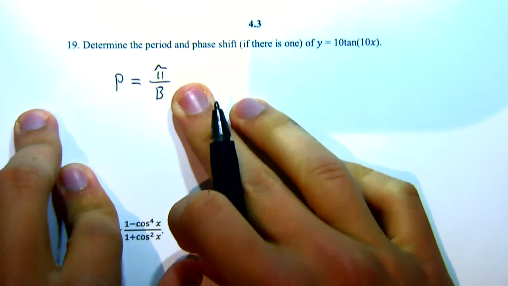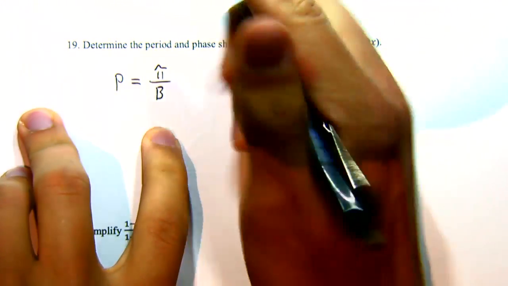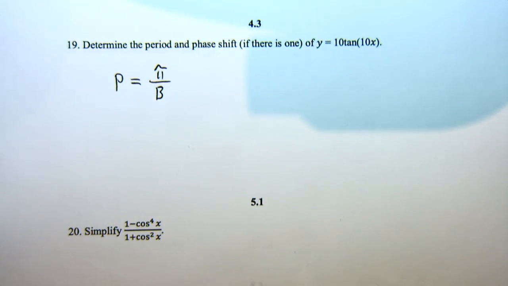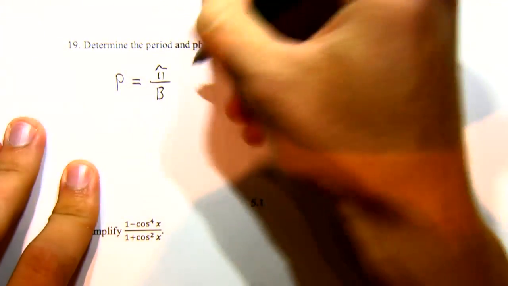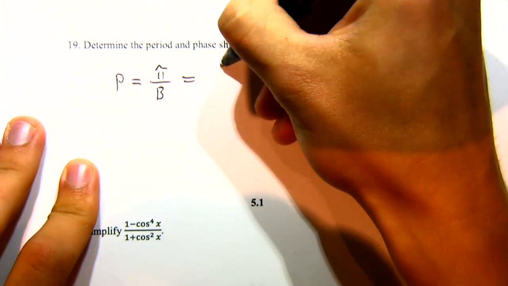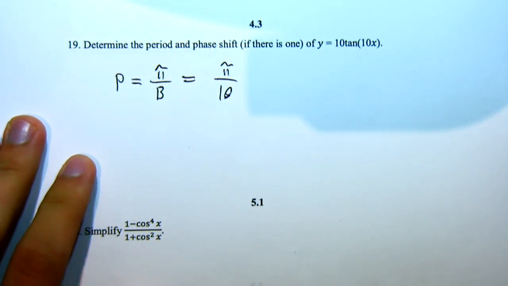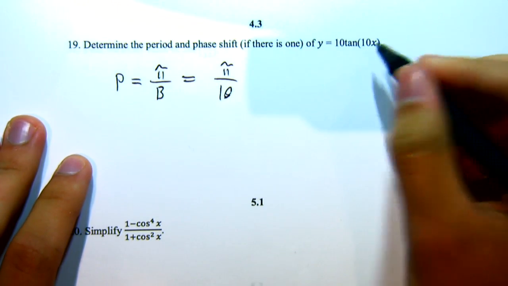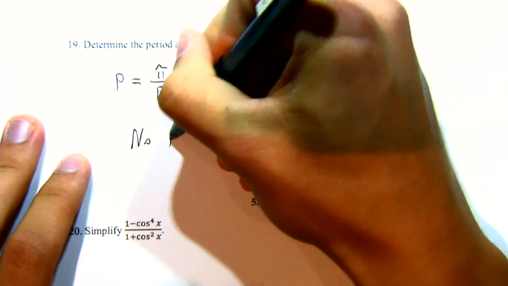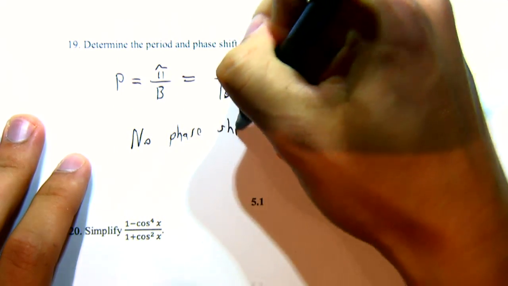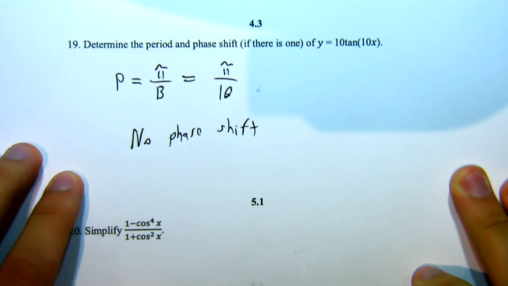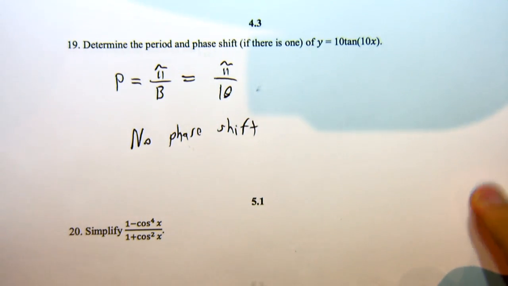Because essentially what happens is what's up here in the numerator is the period of the function. So you know that the period of sine is normally 2 pi, so that's why we have a 2 pi there. Period of tangent is pi. That's why we have pi. Alright, and b is just equal to 10. So we know our period is just pi over 10. As for phase shift, there isn't one. Alright.